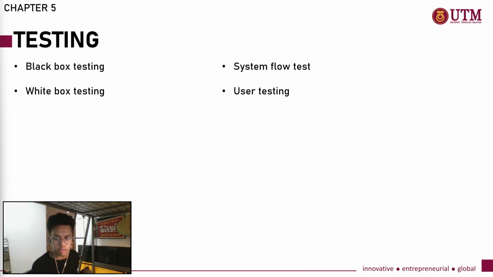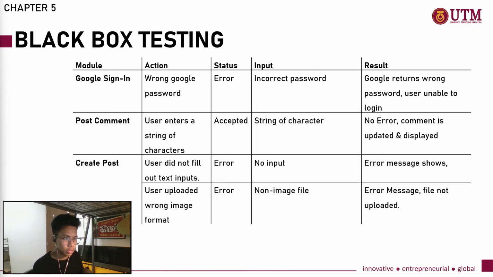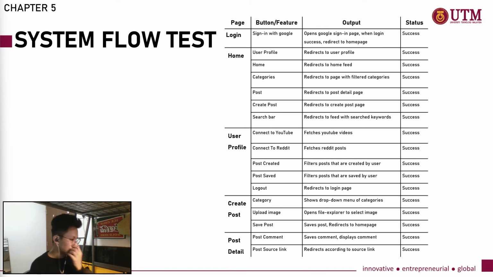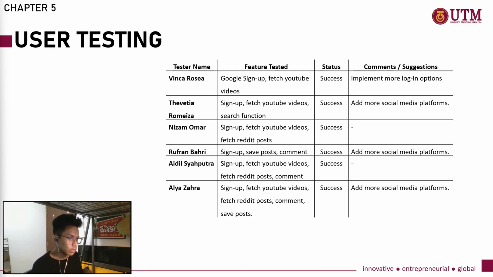Now moving on to testing, there are overall 4 types of testing: black box testing, system flow testing, white box testing, and user testing. So this is what the black box testing looks like, from Google sign in, post comment, and create posts. All of them are successful. Same thing on white box testing, where we test all of the source files. System flow test is to test the system flow and what each button does and where all the redirects go. All of them are successful.